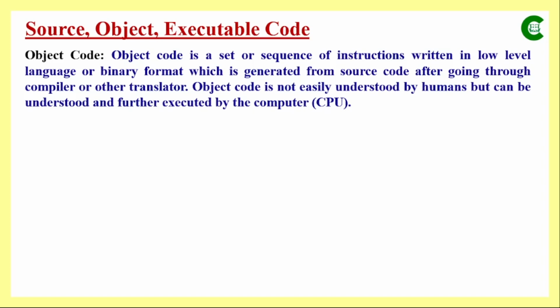Now what is object code? Object code is a set or sequence of instructions written in low level language or binary format, which is generated from source code after going through a compiler or other translator.